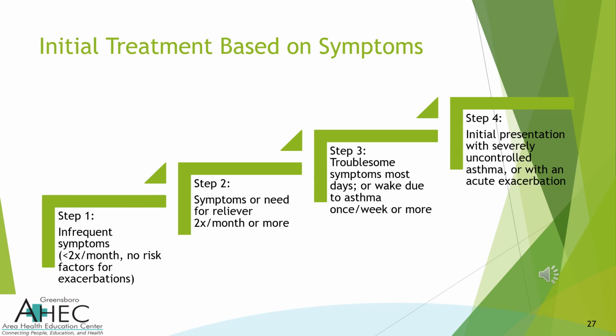If your patients have symptoms or if they need to use your reliever twice a month or more, they are considered step 2. Step 3 is when you start seeing nighttime awakenings due to asthma once a week or more. And then step 4 will be your very severely uncontrolled asthma patients.